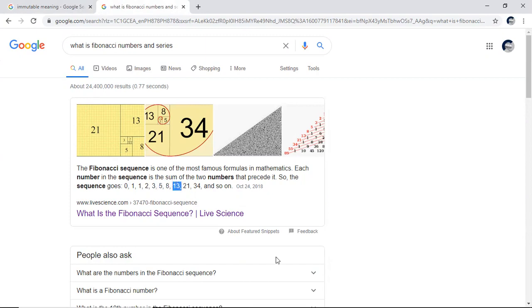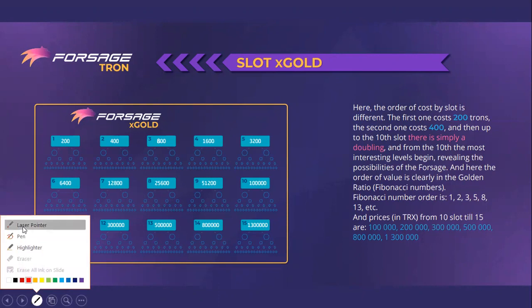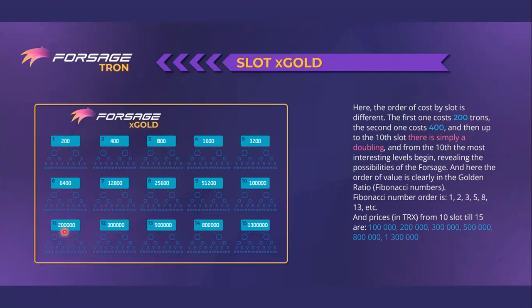So how does that reflect in the Forsage matrix marketing? Okay, so here we have slot 10, which is 100,000 tronics. You add that, the next level is level 11, or slot 11 with 200,000. You add 100,000 and 200,000. We have for slot 12, 300,000 tronics. Now we add 200,000 and 300,000, that totals 500,000 tronics in slot 13.